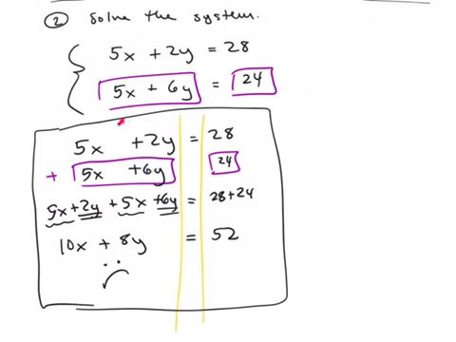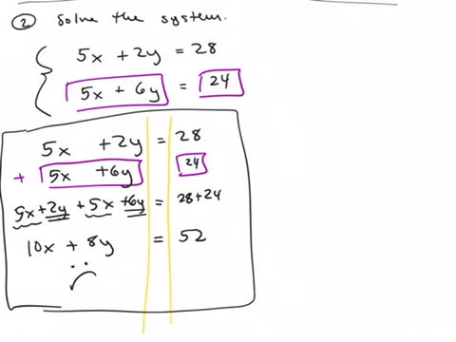However, if we had been super careful, we might have noticed that if, instead of adding, we had subtracted, we could have gotten 5x minus 5x, and that would have eliminated the x variable for us, leaving behind only a y variable. This is a lot to take in, but it's going to be a multi-step process, so calm down.